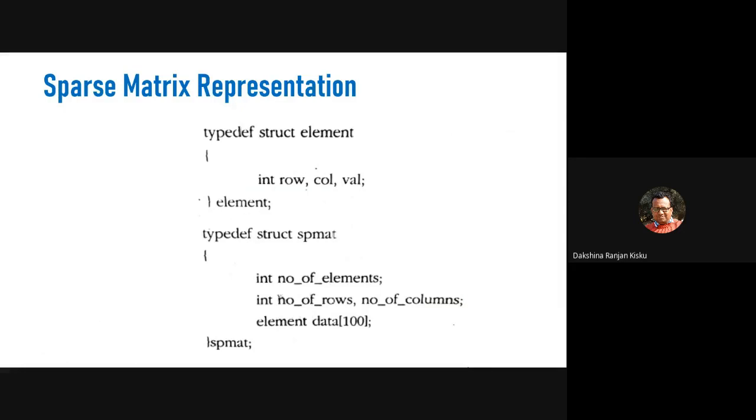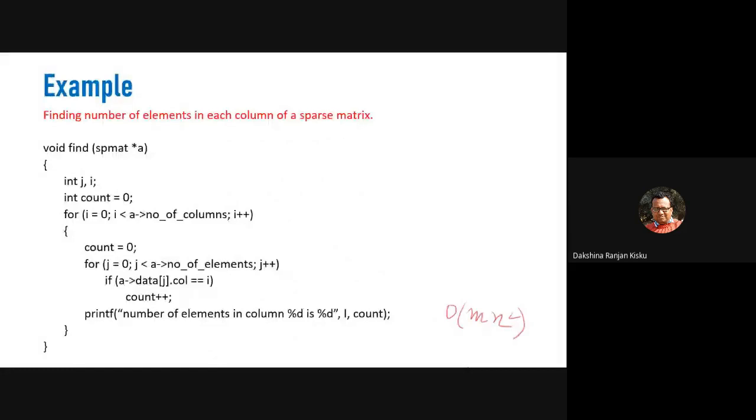Now we will take an example. In this example, we try to find the number of elements in each column of a sparse matrix. So here we will find the number of elements in each column of a sparse matrix. Here we define a function find, and we are using two for loops. Before the first for loop, we make the count 0.